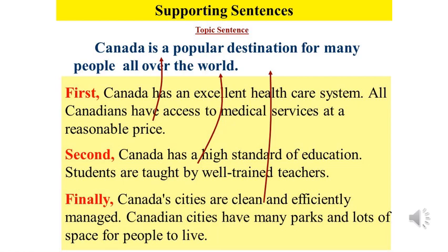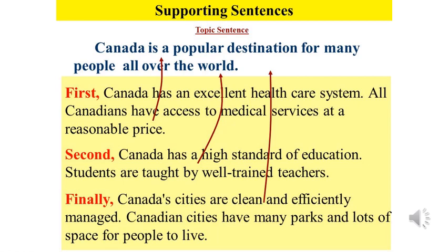Okay, let's look at the supporting sentences of this topic sentence. Let's read the topic sentence. Canada is a popular destination for many people all over the world. This is a topic sentence. This topic sentence is supported by a number of sentences which are called supporting sentences or details. The function of these supporting sentences is to discuss the main idea of the topic sentence.